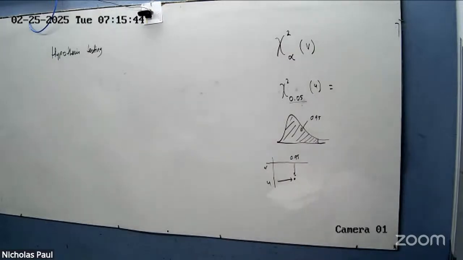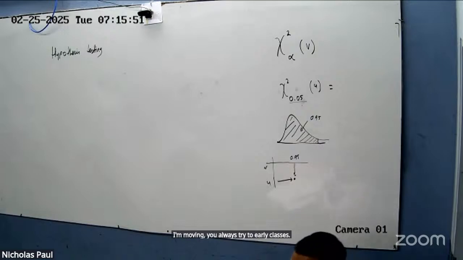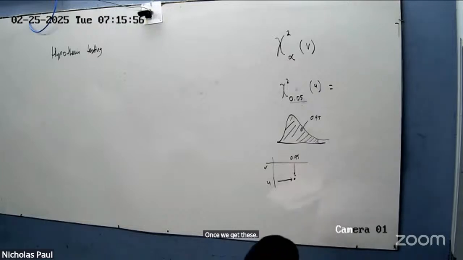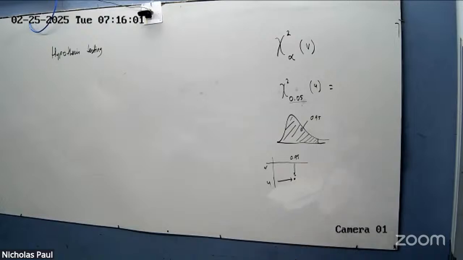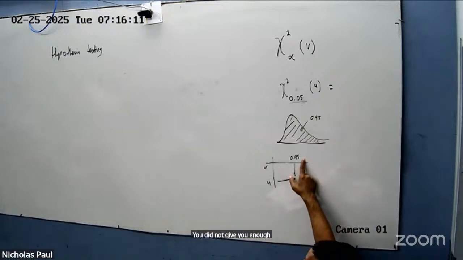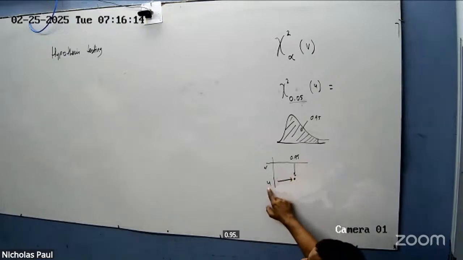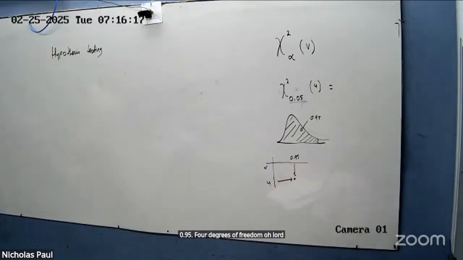Message where two of them coincide. If you don't respond, I'm moving you out of the group, out of the class. Message what you get, please. All right, good job, Kaylin. Darren, give me an issue. You're reading off 0.95, 4 degrees of freedom. Oh Lord, what is that? Check over your children.